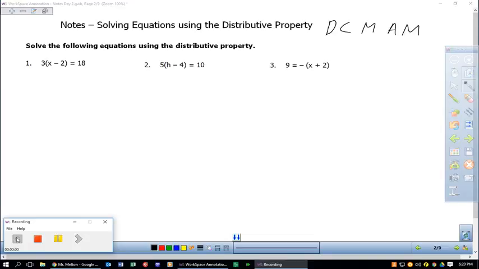To notes. Solving equations using the distributive property. Alright, so yesterday we actually talked about combining like terms in the context of solving equations. Today we're going to be using the distributive property.